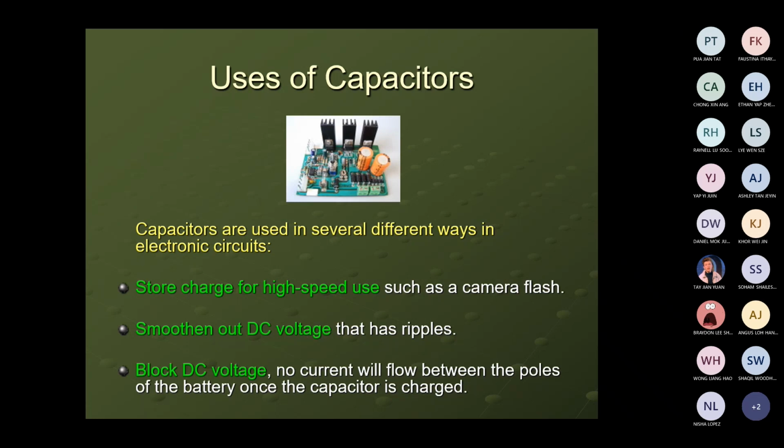The third use of a capacitor is to block DC voltage. No current will flow between the poles of the battery once the capacitor is charged. Why do you need to block the DC voltage? Here is one example.